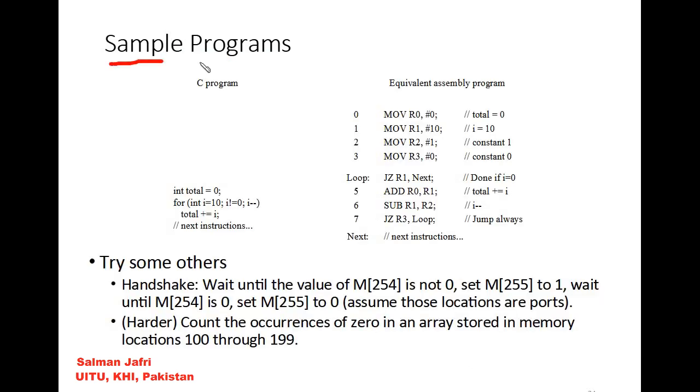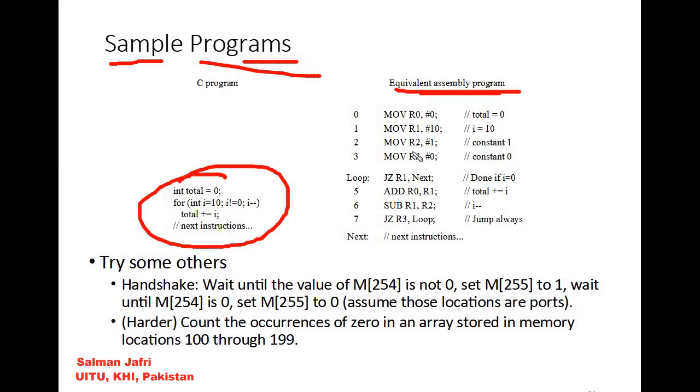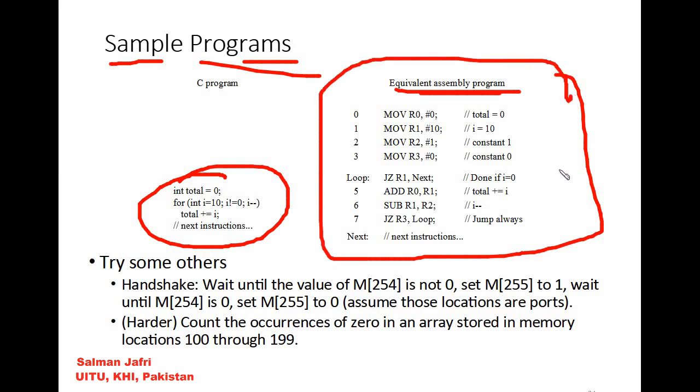So we can now have a look at some sample programs. One is the C program, right? Total equals 0. We have a loop which begins at 10 and continues till I is not equal to 0, and we have the incrementing of total by I, which is the value of I. So it has been converted into this assembly language program. We can see that a small number of lines of C program results in a large number of lines for the assembly program.